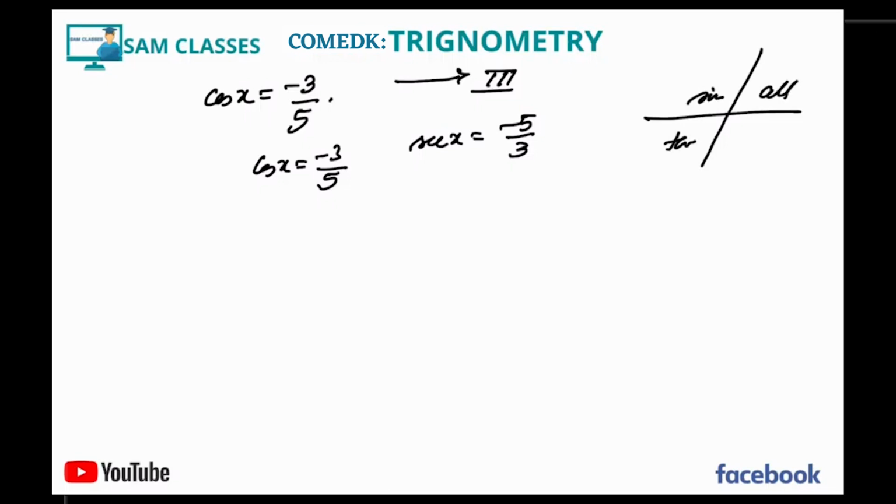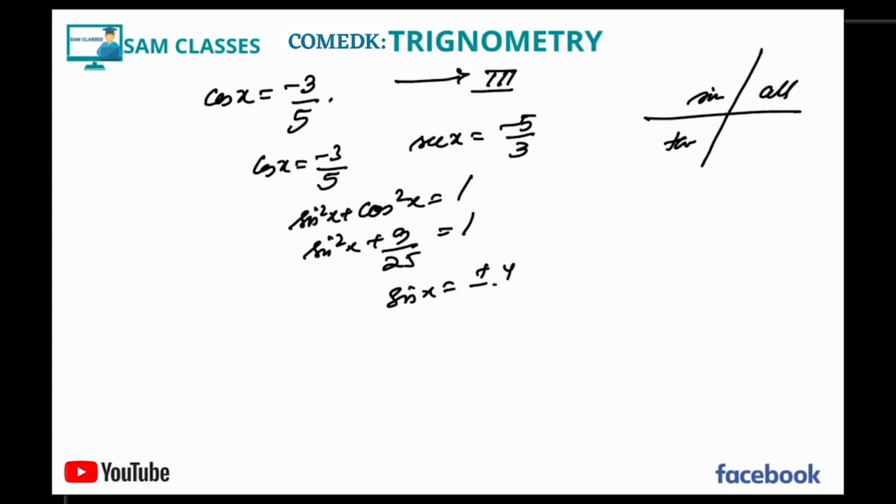Pretty simple. Now since it is lying in the third quadrant, if you see all sine tan cos, so cos and sec are negative. Now what we'll do, we know sine square theta plus cos square theta is equal to 1. So sine square x plus 9 by 25, that is the cos square x value we put. So sine x is equal to plus minus 4 by 5. Sine in this quadrant is negative, so we'll choose sine x is equal to minus 4 by 5.